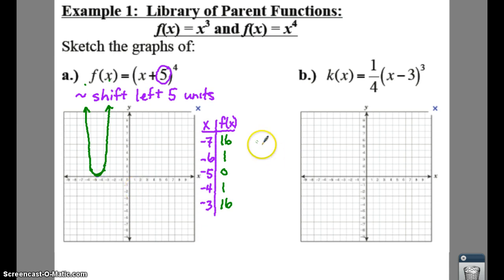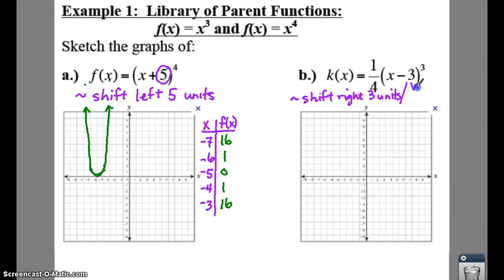Now if we look at B, this has an x to the 3rd, so that means we are actually going to intersect through our x-axis. But we have a couple things here. We have a shift right by 3 units. We also have a reflection, sorry, not a reflection. We have a shrink. We have a vertical shrink by 1/4.